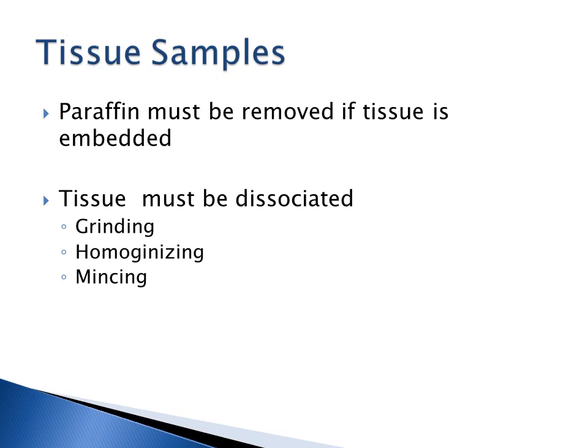Tissue samples, usually in a clinical lab, are embedded in paraffin. So what you would need to do is remove that paraffin so that you can get to the tissue. Once you have your tissue, you need to dissociate it so that you can get to the cells in order to extract your nucleic acids. So tissue is usually going to be ground, homogenized, or minced before you do your extraction methods.